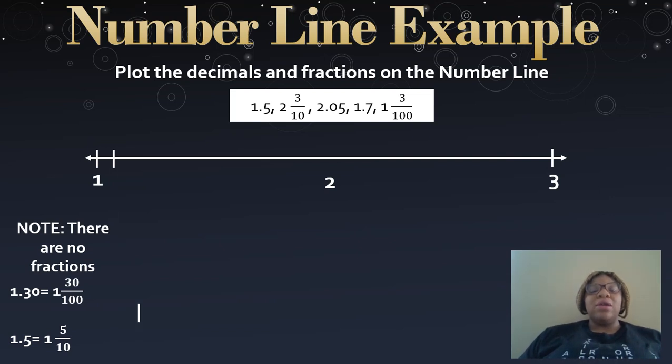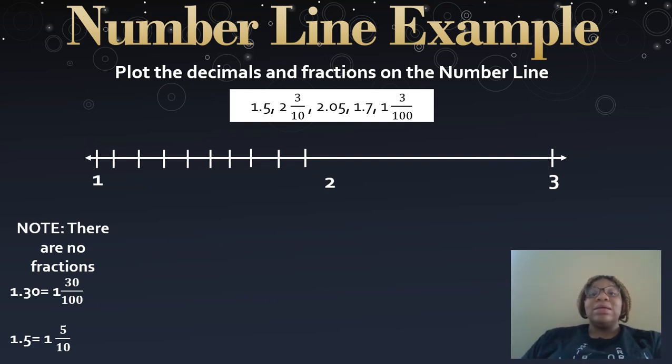Here we go. Now we're going to add those tick marks. Between each tick mark, we're thinking about tenths. So I have 1 tenth, 2 tenths, 3 tenths, 4 tenths, 5 tenths, 6 tenths, 7 tenths, 8 tenths, 9 tenths. So that means you should have 1, 2, 3, 4, 5, 6, 7, 8, 9 tick marks between 1 and 2.